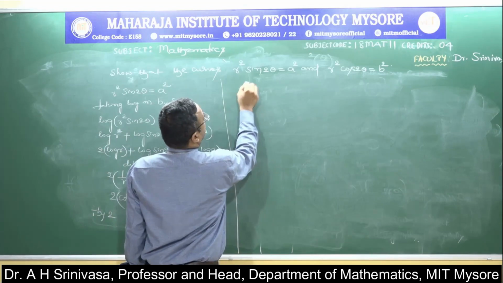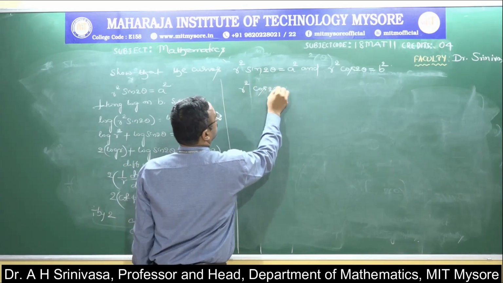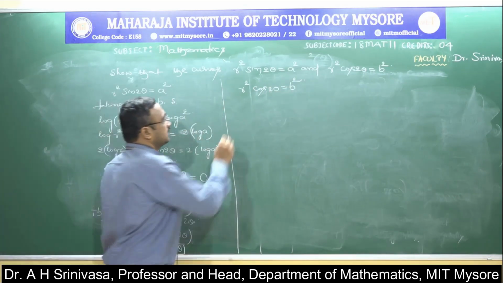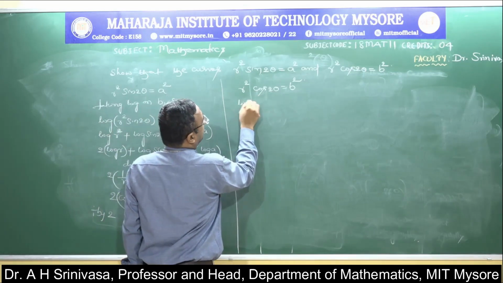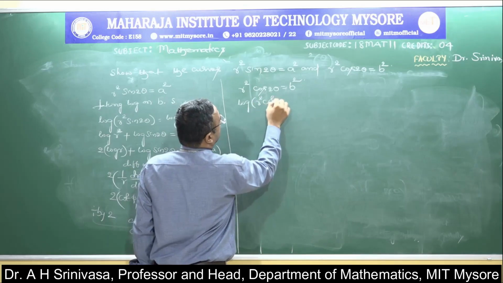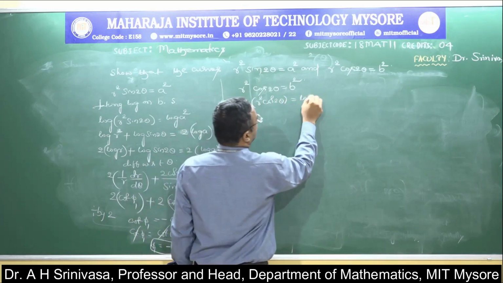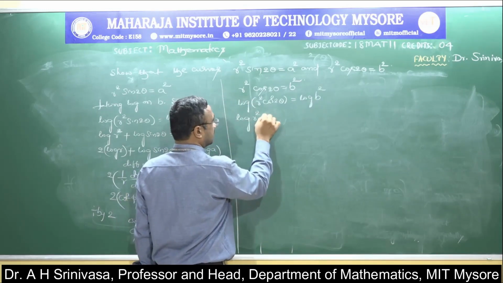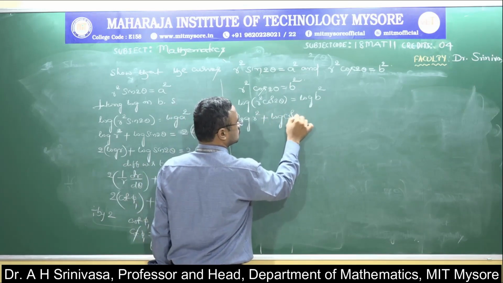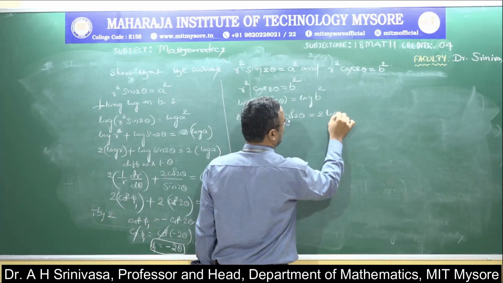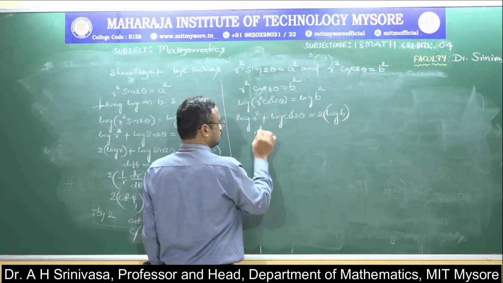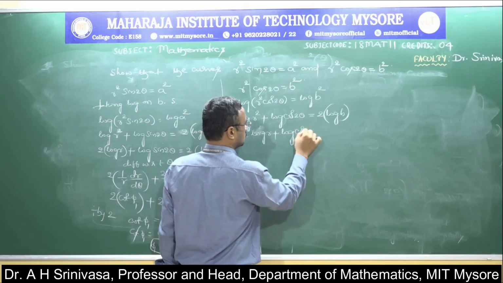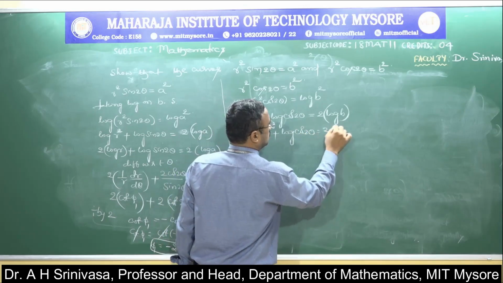Next, the same procedure I adopt for the other one, r square cos 2 theta equal to b square. Now first you take the log on both sides. Then you have to simplify this one. This becomes log r square cos 2 theta equal to logarithm of b square. Log r square plus logarithm of cos 2 theta should be equal to 2 times log b. Then 2 log r plus logarithm of cos 2 theta equals 2 log b.